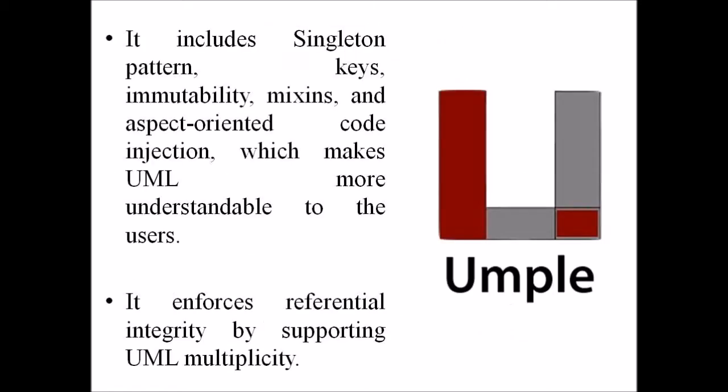So next one is the AMPL. AMPL is an object-oriented modeling language that textually supports the state diagram and class diagram. It adapts Java, C++ and PHP, which results in more readable and shorter lines of code. The major features are it includes singleton pattern, key, immutability, mixins and aspect-oriented injection, which makes UML more understandable to the user. It enforces referential integrity by supporting the UML multiplicity.